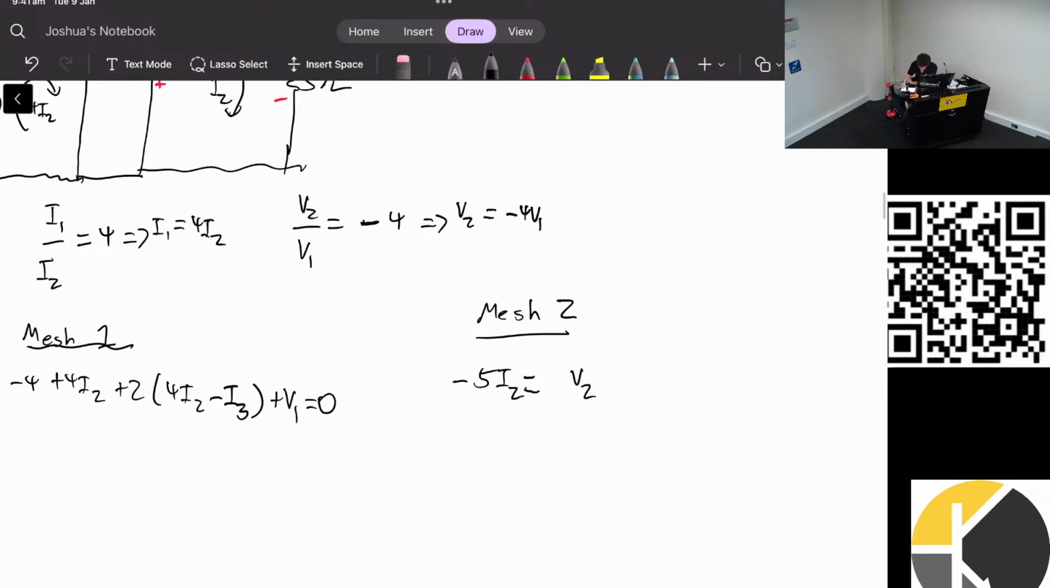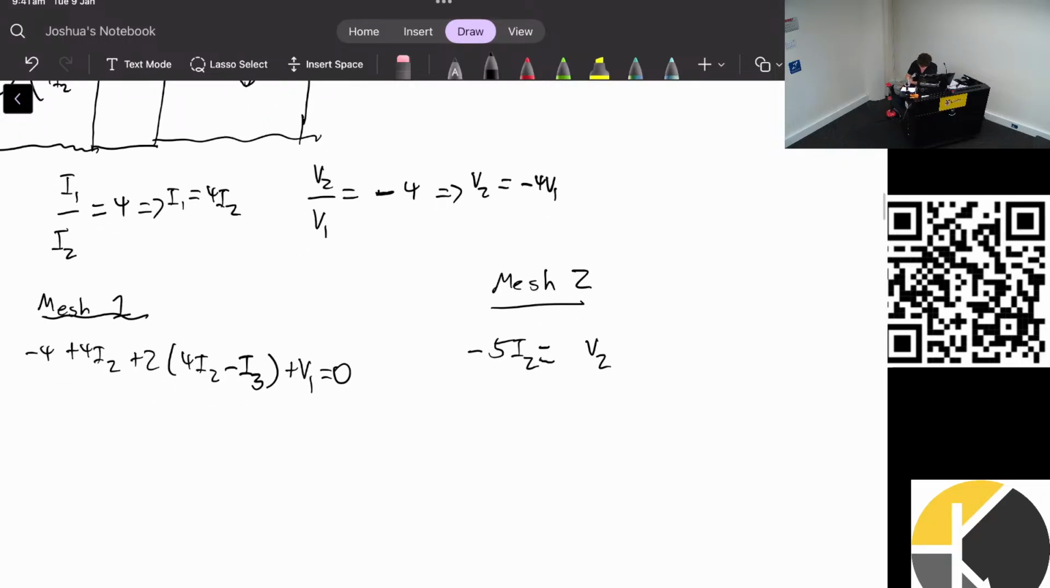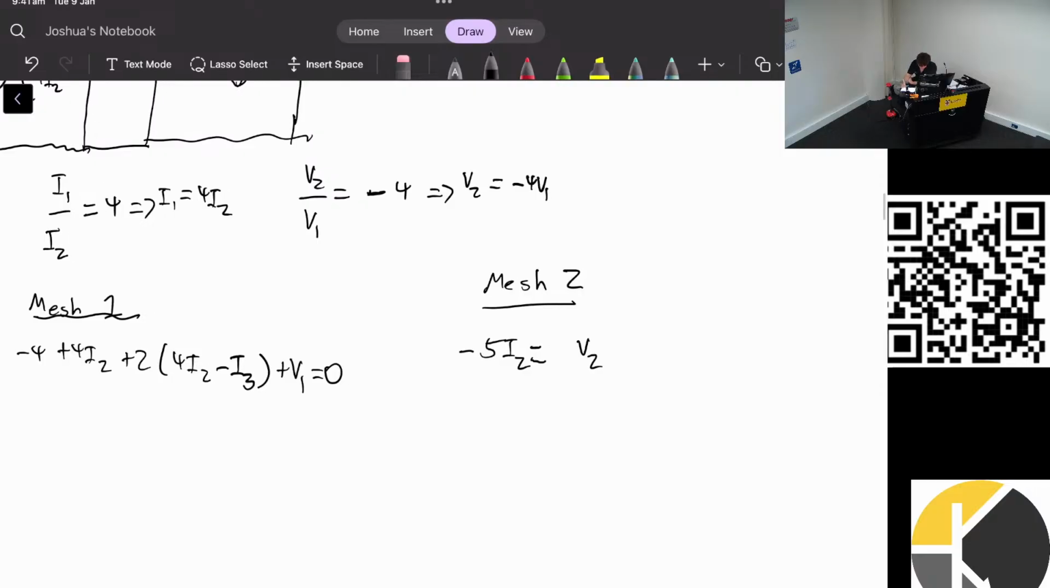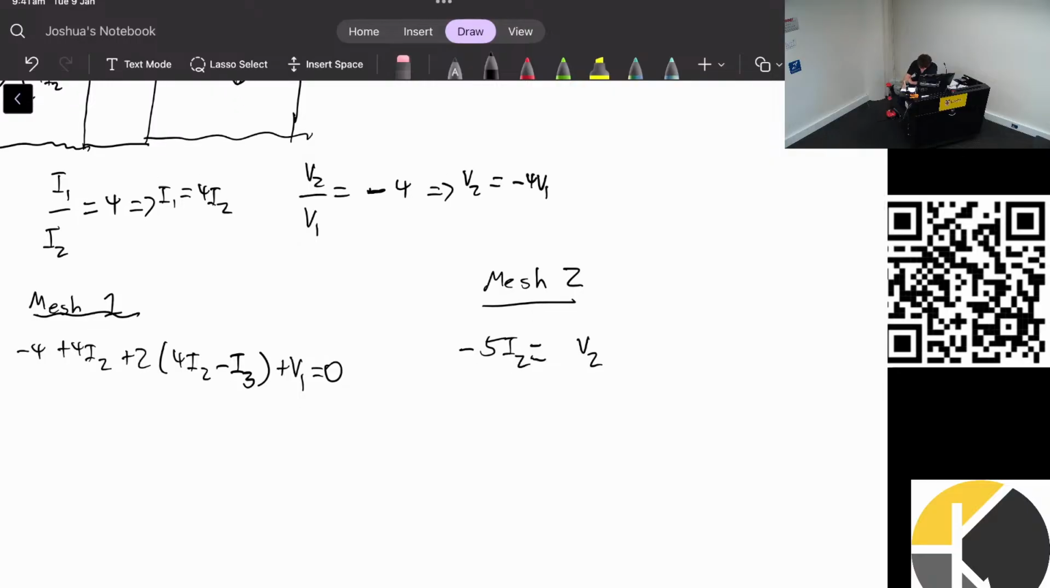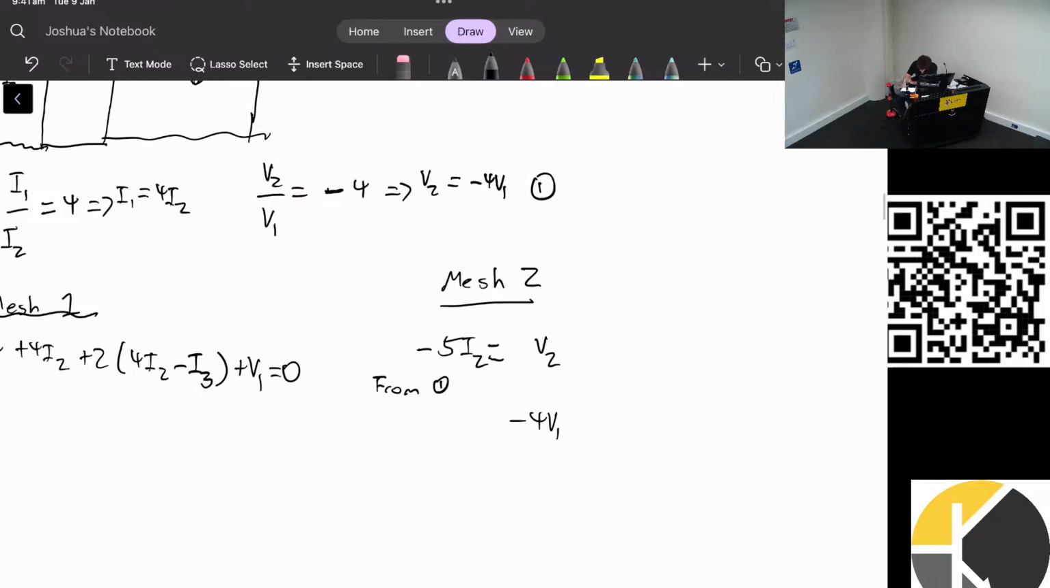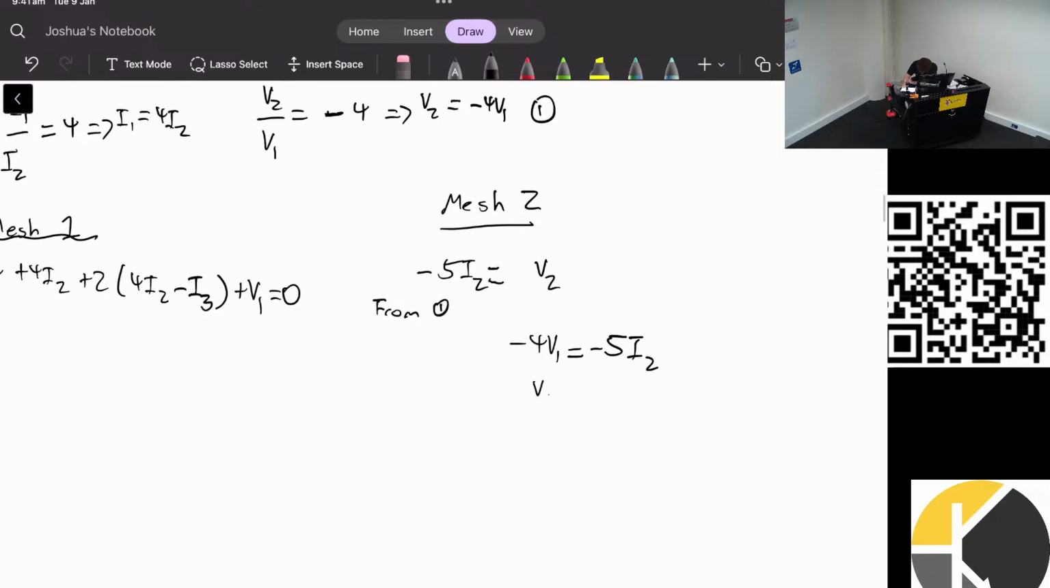Now, I'm going to do something a bit sneaky here. I want everything to be in terms of currents, so I want to get rid of this V1 in mesh 1. Because once I have everything in terms of currents, I can just solve for currents, and that's that. So over here I notice that V2 equals -4 V1, so -4 V1 equals -5 I2. That means V1 equals 1.25 I2. Is everyone on track?